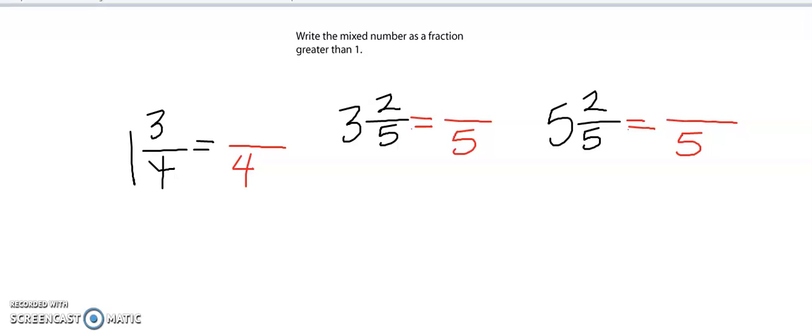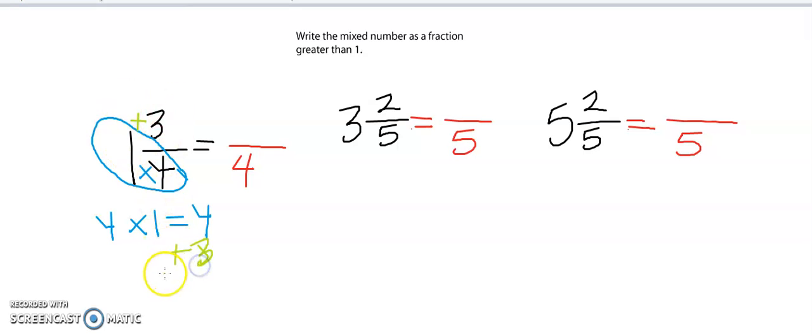So the first thing we do is take our denominator and our whole number. We circle that and we multiply it. So 4 times 1 equals 4. And then with the top, our numerator is what we add in. So we take that 4 plus 3, and it gives us 7. So our answer here will be 7/4.